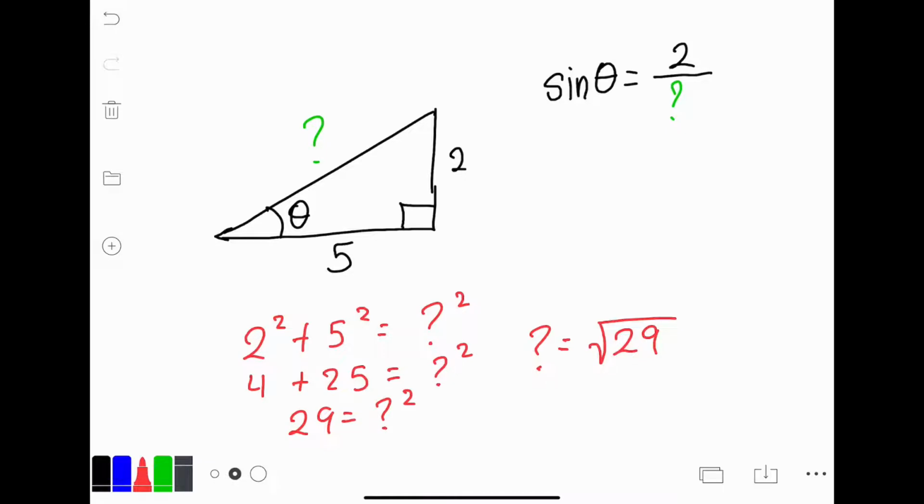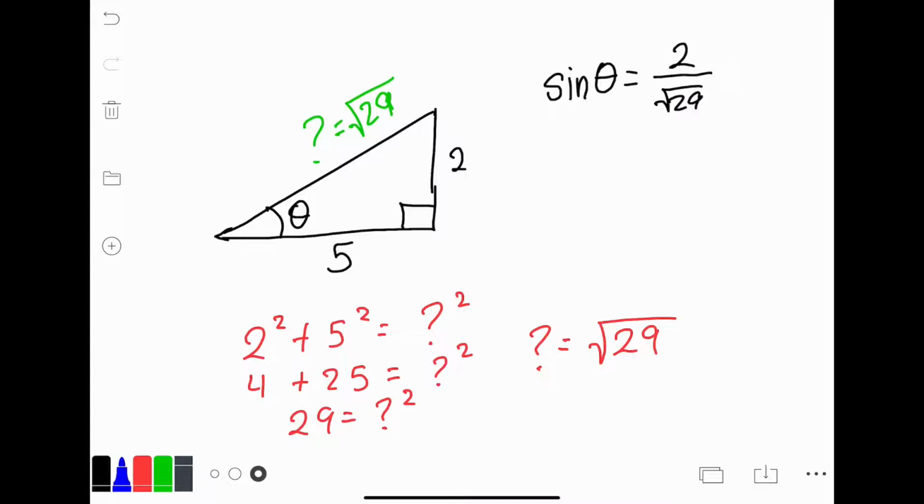Now, some of you may be asking, well, wouldn't negative square root of 29 also be a solution? Technically, mathematically, yes, negative is a solution to this equation, but there's no such thing as a negative length. So we only focus on the positive length. So we have figured out here that the hypotenuse is actually square root of 29. Therefore, we can now find out that sine of theta is 2 over square root of 29. And that is our ratio.